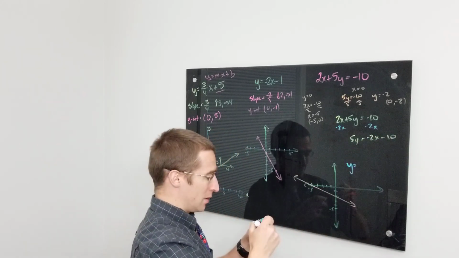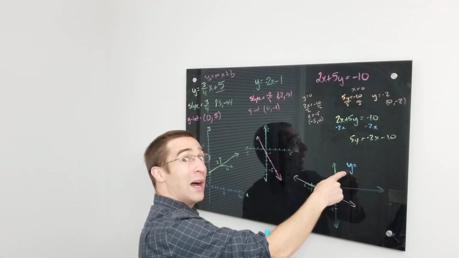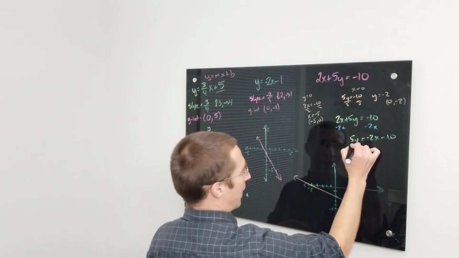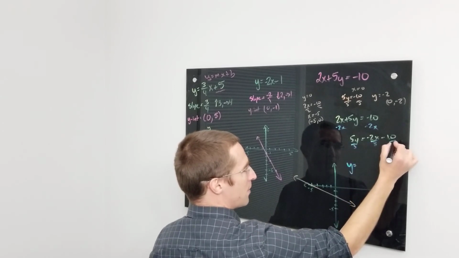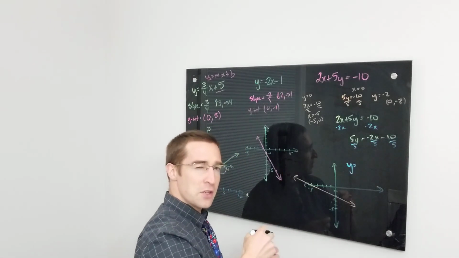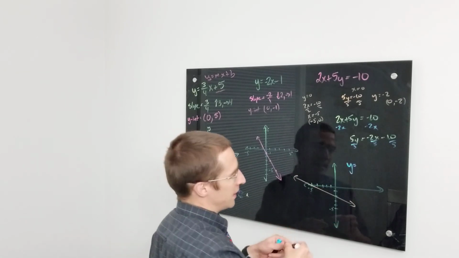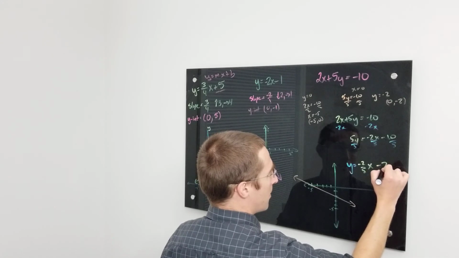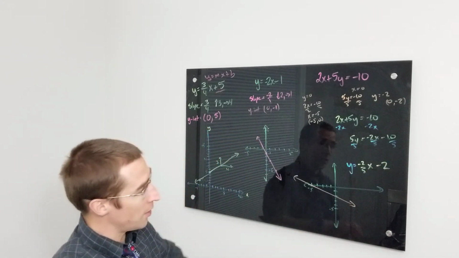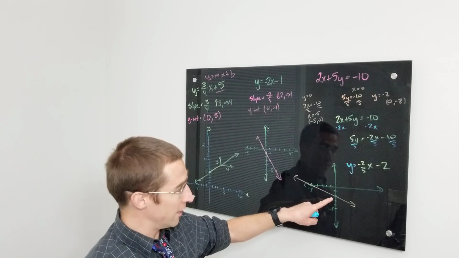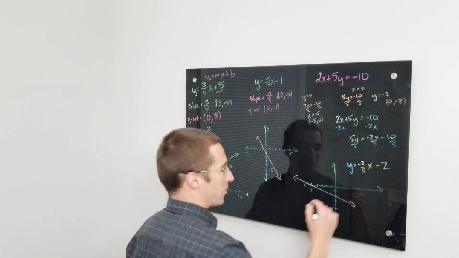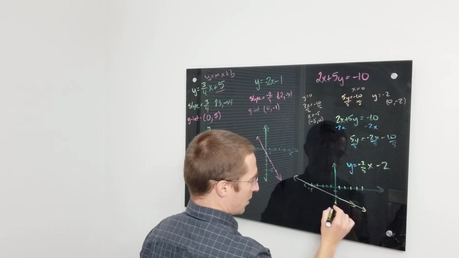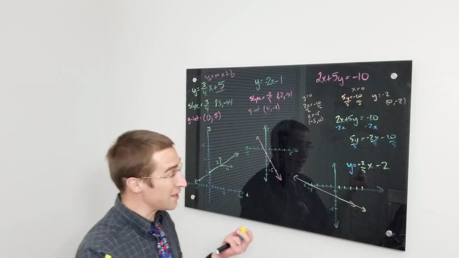I don't want a 5y, I want a y. So I divide by the 5, and I'm going to divide each piece by the 5. It's like distributing that division through the subtraction. And I get -2/5 x minus 2. Check it out. The y-intercept number is -2, and the slope is down 2, right 5. Or I'd go up 2, left 5. Boom, it's the same line.